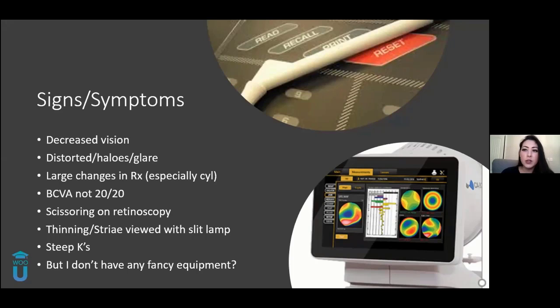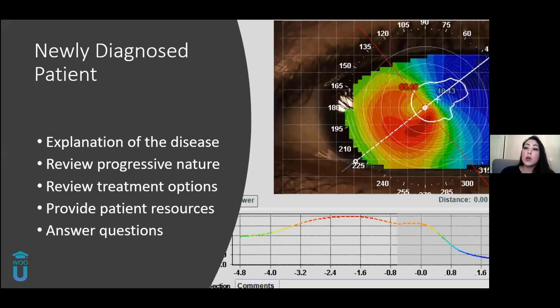in your office, just reach out to other doctors in the area, see if you can work out some sort of system where you can just send them over for a quick scan. That's what I did before I had a topographer, and it worked really well. So now I'm going to go over some of the things that come up during the exam.